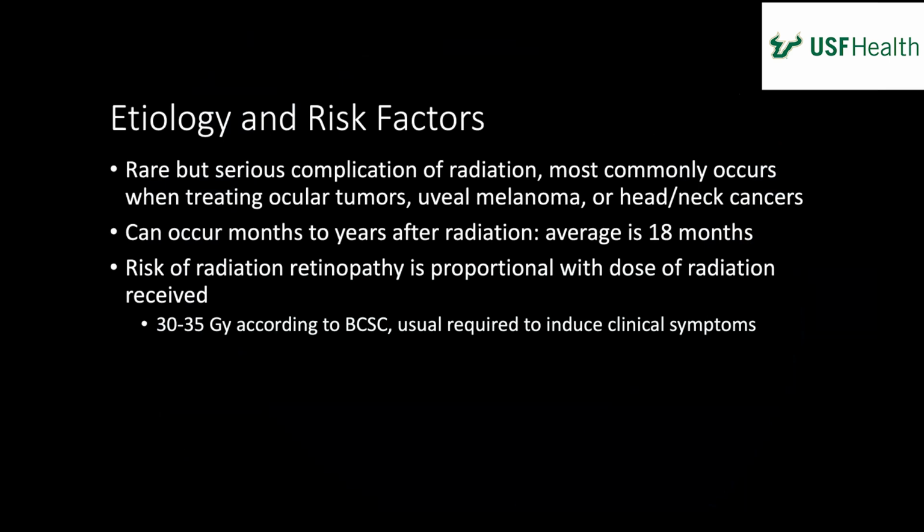And then the risk of radiation retinopathy is proportional to the dose of radiation received. So 30 to 35 gray units, according to BCSE, is usually required to induce clinical symptoms. However, some studies show as little as 15, and some studies say as much as 60. But 30 to 35, again, is probably the number I'd remember because that's what BCSE states. And BCSE also states that on average, 50% of people receiving at least 60 units and 85 to 95% of people receiving 70 to 80 units have shown radiation retinopathy.